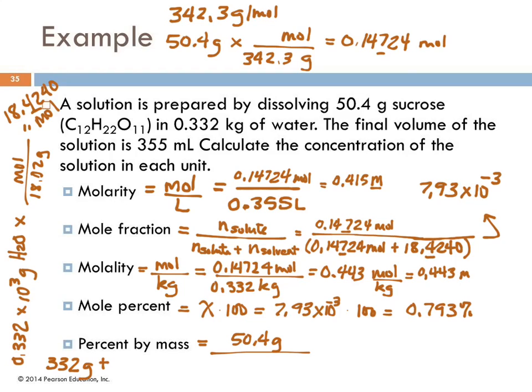plus 50.4. So 50.4 plus 332 is 382.4 grams. Where's the uncertainty in that sum? The 2, the ones place. Because 0.332 kilograms is 332 grams, there's uncertainty in the ones place. 50.4 grams has uncertainty in the tenths place.